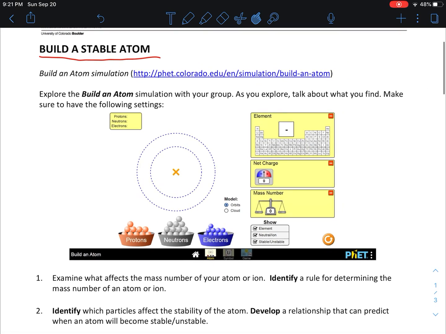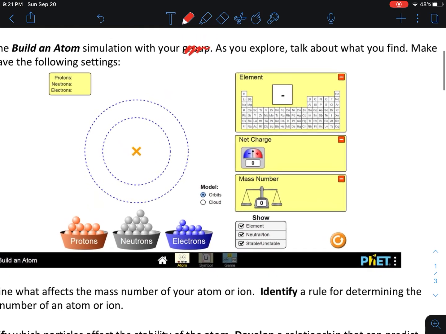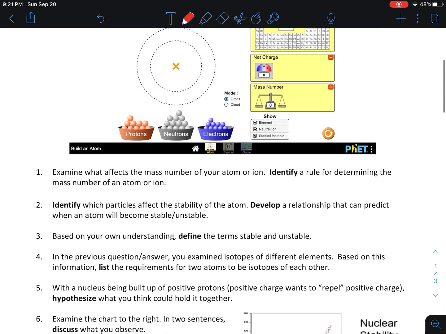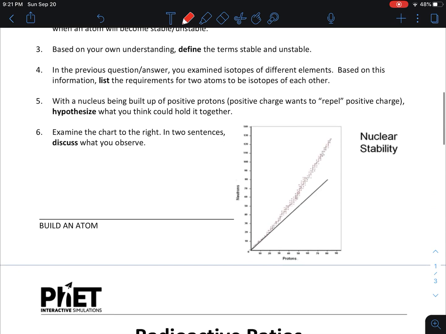So explore the Build an Atom simulation with your group. Unfortunately, that's by yourself. As you explore, talk about what you find, make sure you have the following settings. So kind of as shown in this picture, like I just went through, answer these 6 questions. So you'll go through those 6 questions.